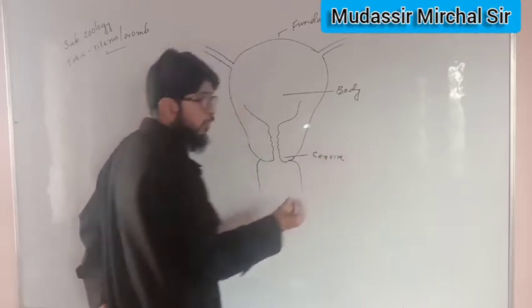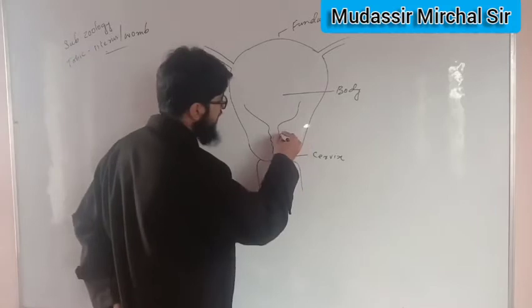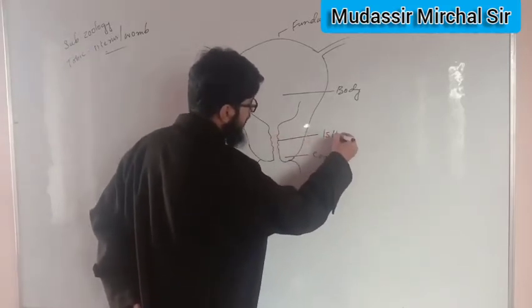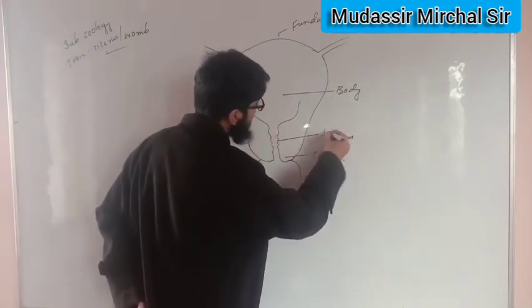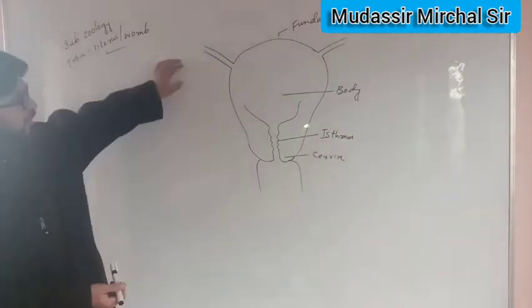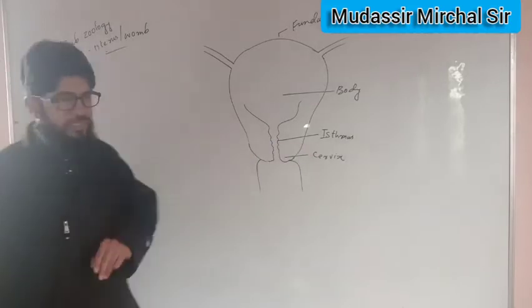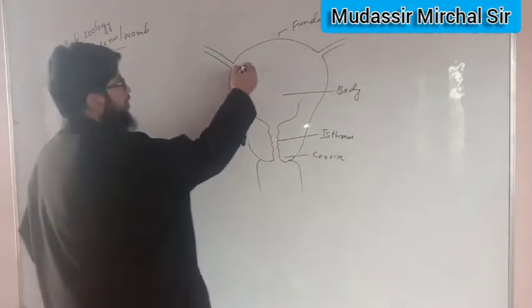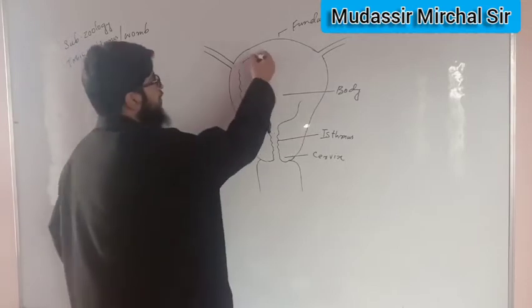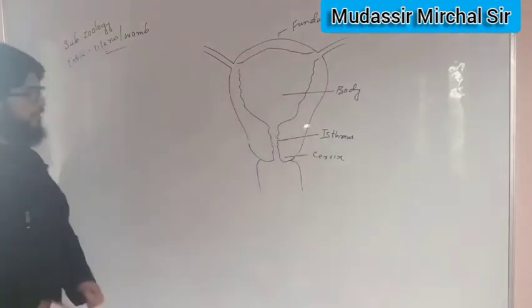I will write one more name. That is the isthmus. We have talked about the isthmus somewhere else also. We have talked about the isthmus in the oviduct. Here also there is an isthmus. We will talk about that. Where is actually the isthmus? But these are the regions of the uterus, isn't it?